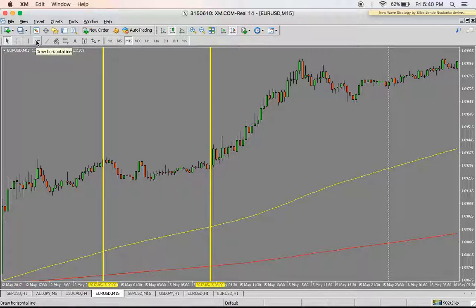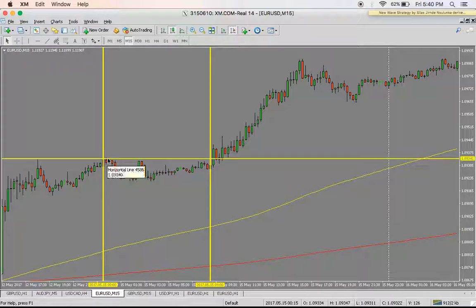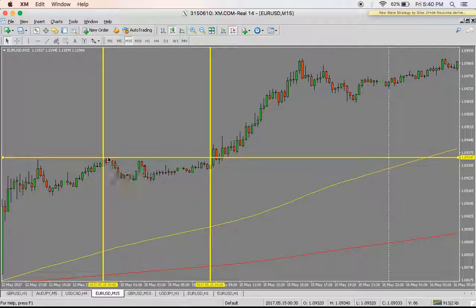is the initial high and low of the day. So the initial highest point the market moved within this 9-hour range, and the low. The initial high will be there, slightly higher than that, and the initial low would be right here. Now what we're looking for is for the market to break one of these two levels right here.